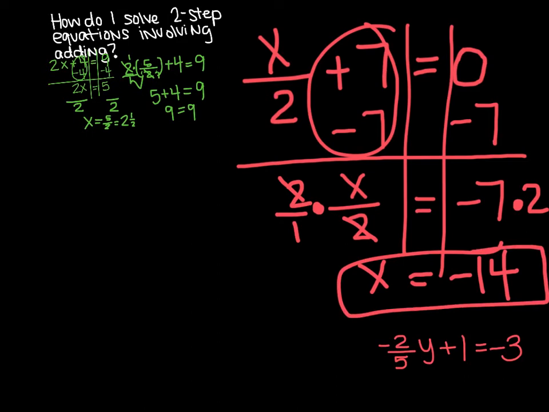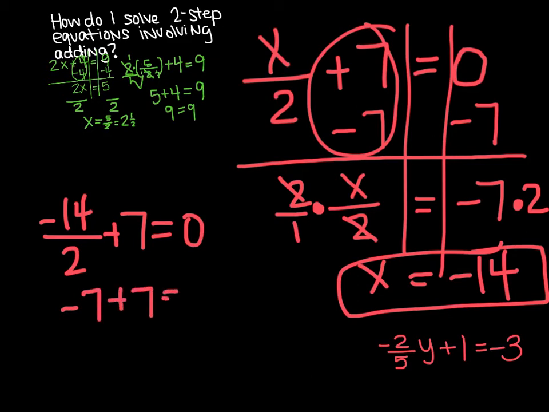And then I want to check to make sure I did it right. So negative 14 is x in x divided by 2 plus 7 equals 0. Negative 14 divided by 2 is negative 7. Negative 7 plus 7 we know is a zero pair. So 0 equals 0. I did the problem correctly.